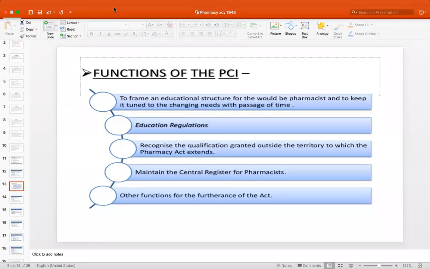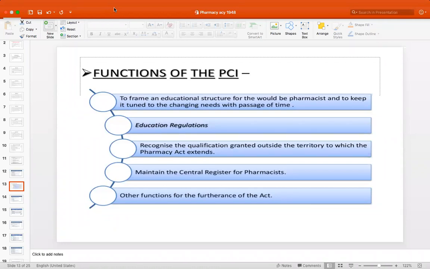So family students can be more closer to the prescription and also to the doctor, to see through the prescription and also the clinical studies. Next, maintain the central register for pharmacist.